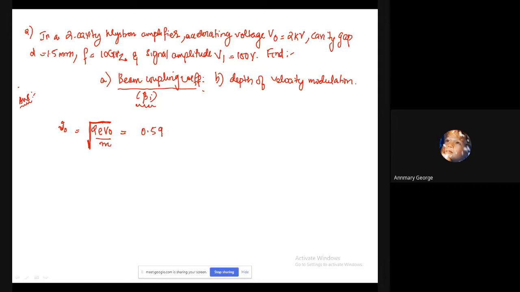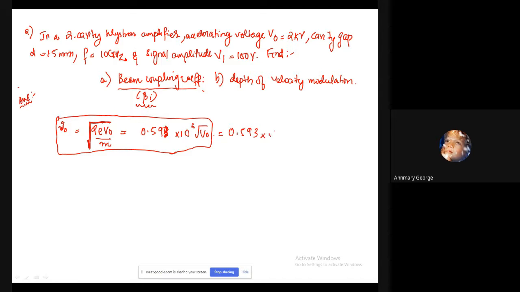The same equation, 0.593 into 10 raised to 6 root of V0. This step is the last step of velocity, that is the first and foremost step of the velocity modulation derivation. Okay. Please remember this equation. Then substitute the value. This 0.593 into 10 raised to 6 into root of V0.